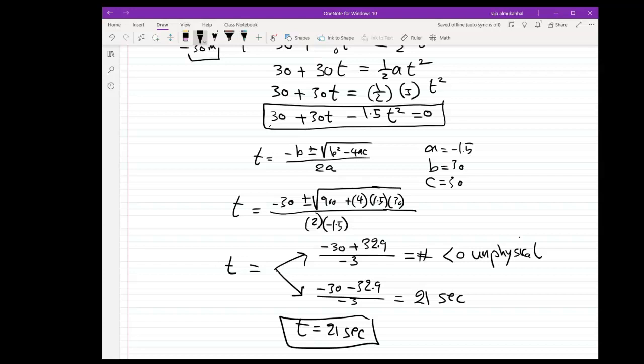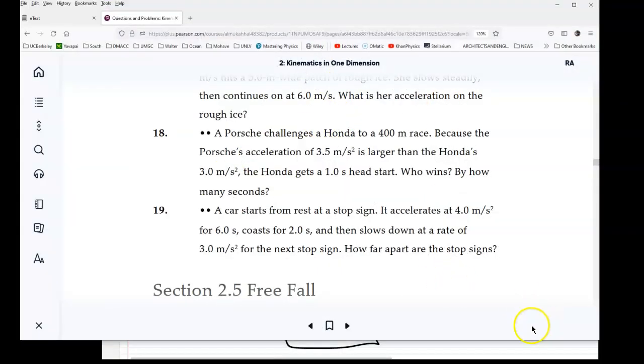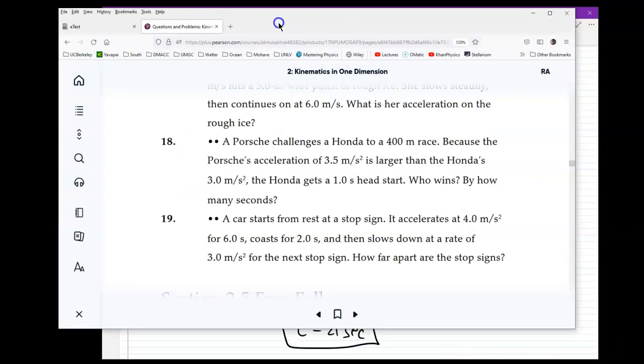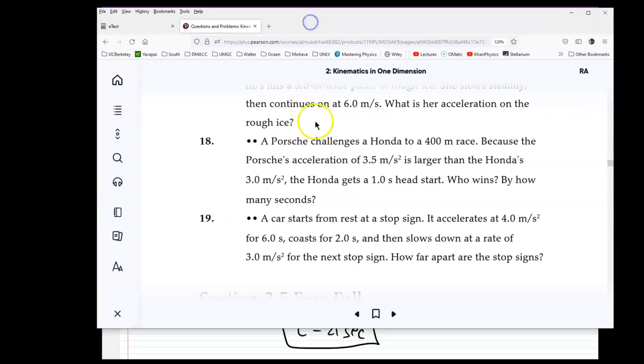One more problem. Let me go back to the book. I need to put it within the frame so you can see it. There we go. This one is kind of interesting, the number 18. Let's read it together and we'll solve it.